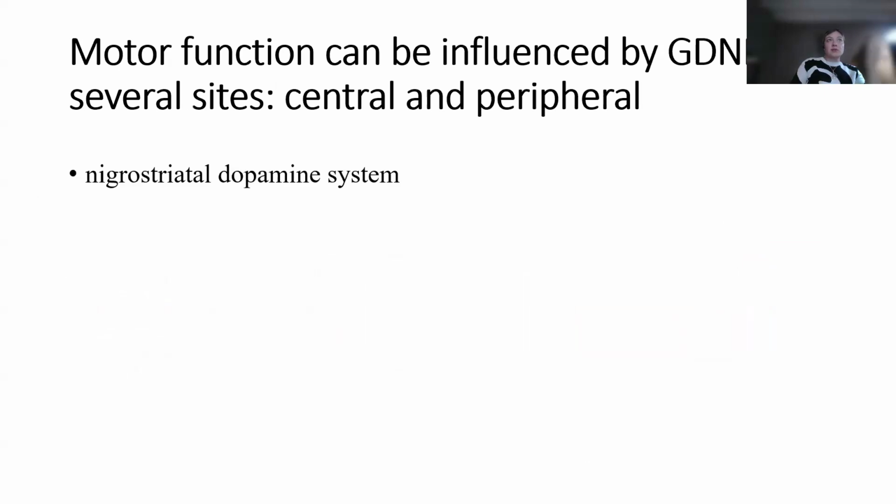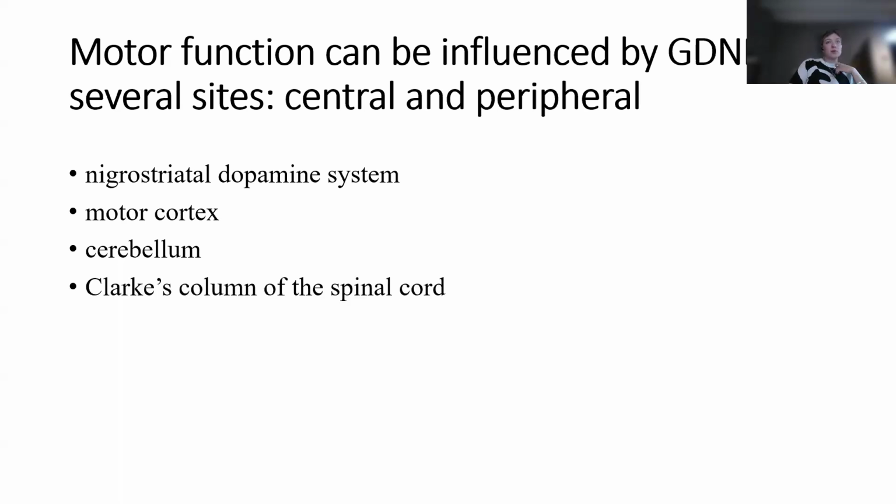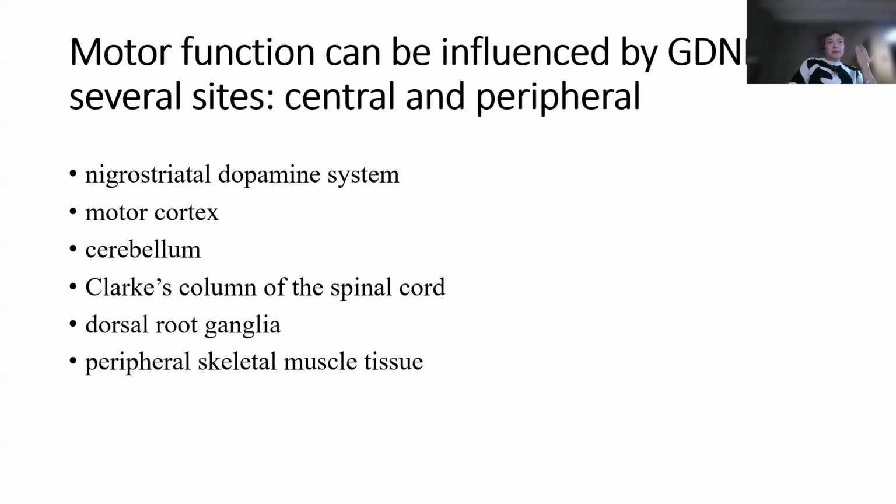And this includes, as I mentioned, the nigrostriatal dopamine system, so substantia nigra to the striatum, and the motor cortex, the cerebellum, where some cells express GDNF and there are receptors for GDNF, Clarke's column of the spinal cord, dorsal root ganglia, and peripheral skeletal muscle tissue, because GDNF is produced by muscles and it supports the survival of motor neurons.